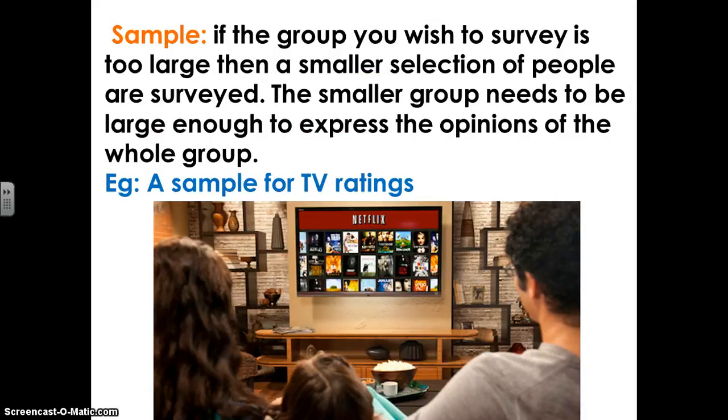When we take a sample, we only look at a group, part of the whole population. So, for example, in a school situation, instead of looking at the whole school, we might look at a sample class.